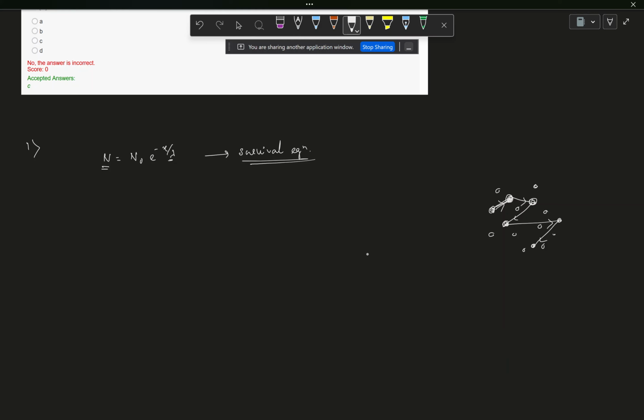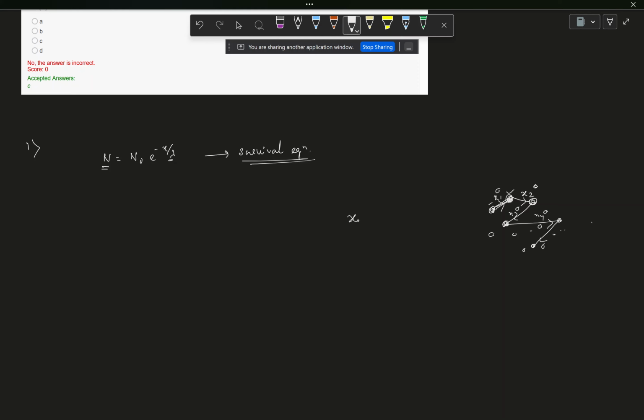Free path is the path distance that the molecule traverses between two successive collisions, right? But since it has a zigzag motion, the distance it traverses from here to here is, let's say, x1. Then from here to here, it traverses a different distance, say x2, and then x3 and x4, and so on. And there is not a single molecule in the gas, but many molecules. So what is done is that you integrate everything and take an average value of that free path.